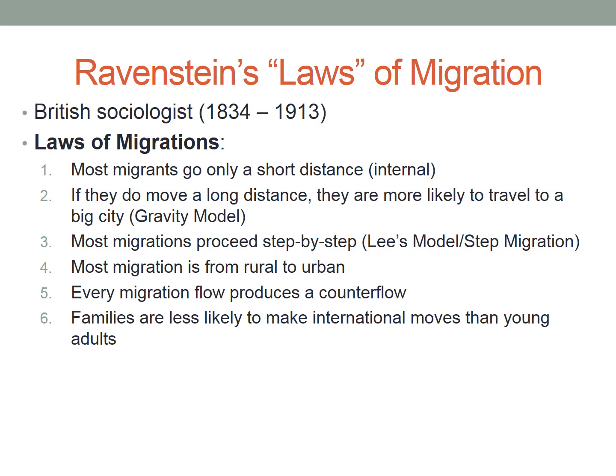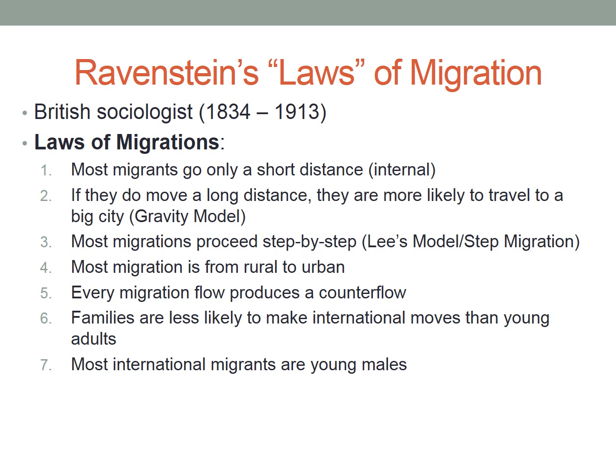Families are less likely to make international moves than young adults. I like to visualize this using the roots on a tree. The more roots that you have, the more challenging it is to uproot that tree or that plant. And so if you are a single young adult, you have fewer roots, and so it's easier to make a big move. It's easier to be uprooted than it is for someone that has a lot of family ties and things like that.